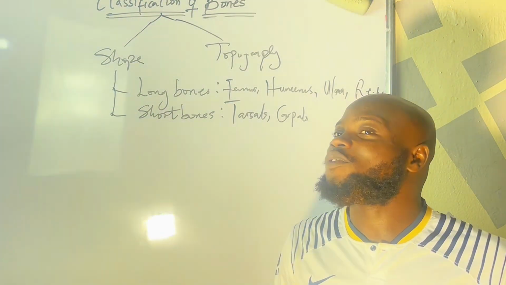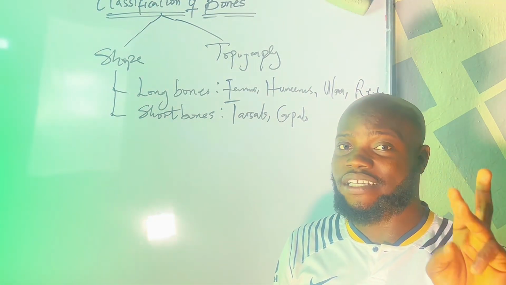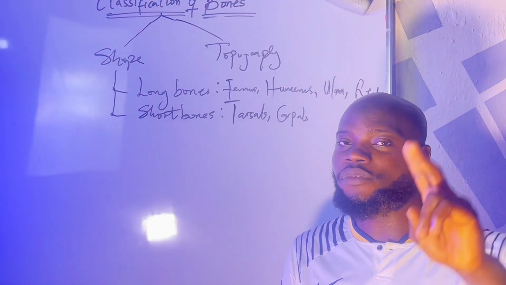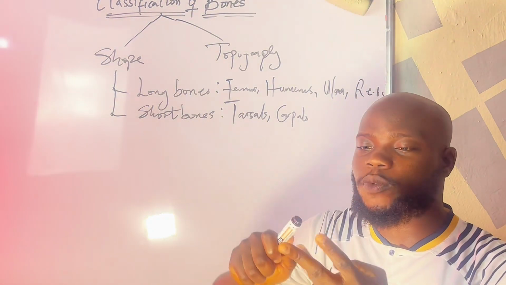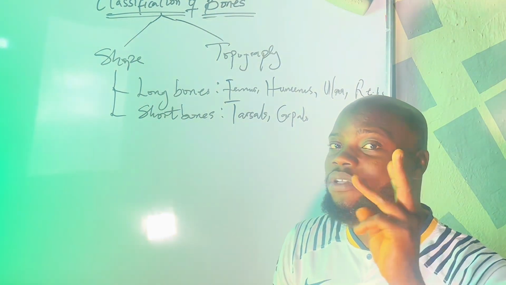Actually, the shortest of the three of them is the stapes. The ossicles are a combination of three bones: we have malleus, incus, and stapes. The stapes is the shortest of all these three bones.